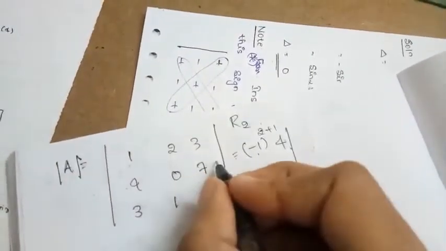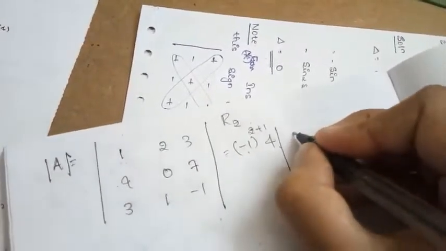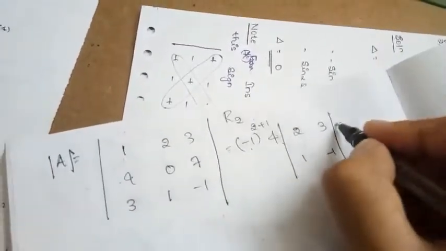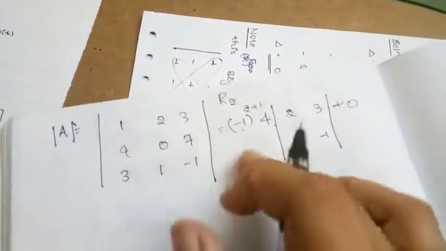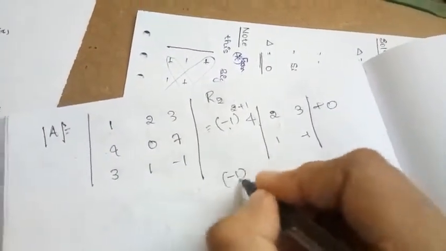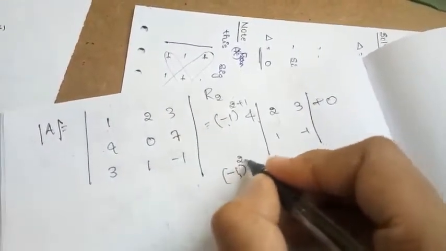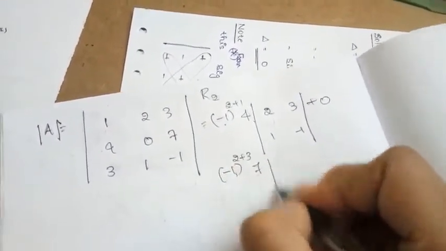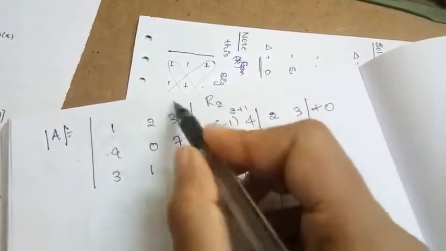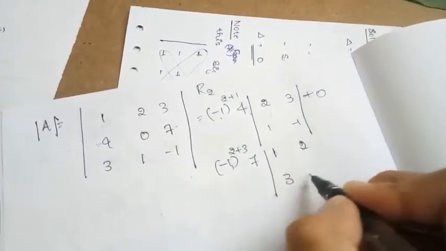Expanding, I am deleting this row and this column which contains 4. The remaining elements are 2, 3, 1, -1. Again plus 0, whatever it might be, anything multiplied with 0 is 0. Next, again -1 to the power, it is lying in the second row, third column, so 2 plus 3, 5... 7 is the element. Deleting the row and column containing 7, the remaining elements are 1, 2, 3, 1.